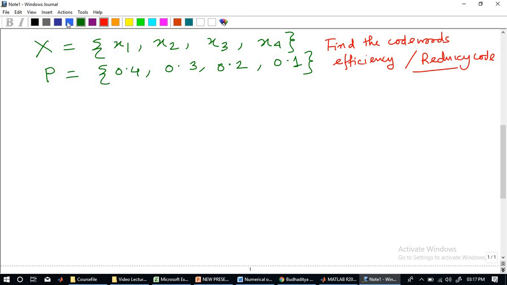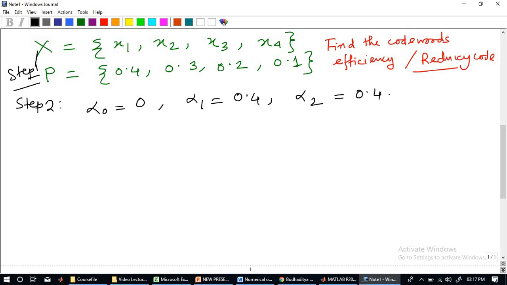So the first thing we are going to do, step 1 is already taken care of because this is already the step 1. So step 2: alpha 0 is equal to 0, alpha 1 is equal to 0.4, alpha 2 is 0.4 plus 0.3 equals 0.7, alpha 3 is 0.7 plus 0.2, or 0.9.